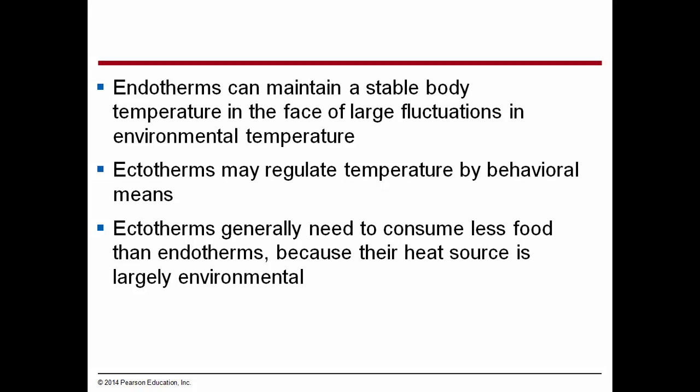Endotherms can maintain a stable body temperature in the face of fluctuation in environmental temperature. Ectotherms may regulate temperature by behavioral means. Ectotherms generally need to consume less food than endotherms because their heat source is largely environmental. So ectotherms are not as independent as endotherms. They can't really move great distances. They have to stay in areas where the environmental conditions are good for them.